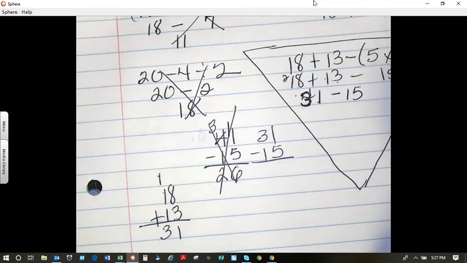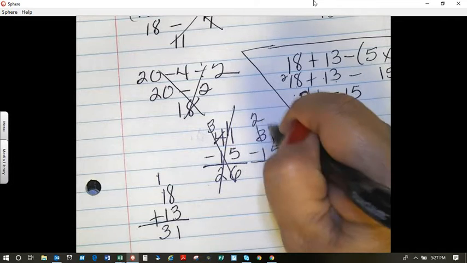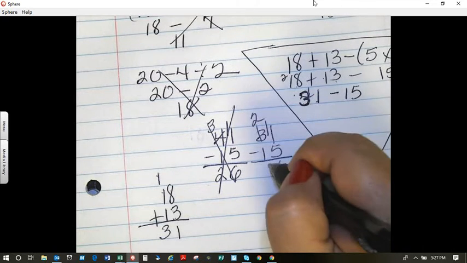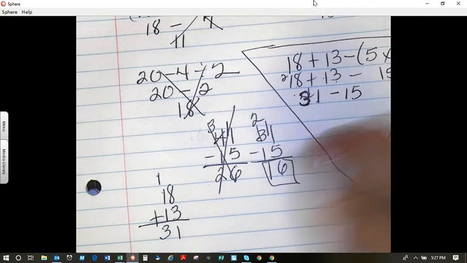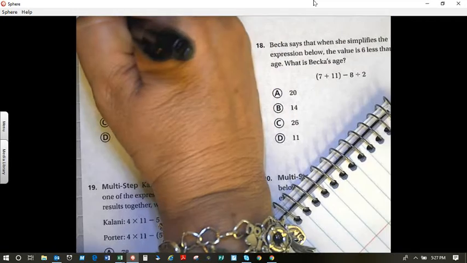And see, I just crossed it out. Don't start scribbling because then you get lost. I'm going to regroup. That's 6. 2 minus 1 is 1. And so my answer is 16. And I'm going to place that right there. So the answer here is D. Good job if you caught that.